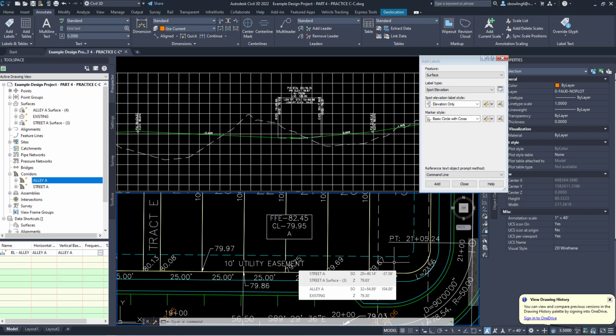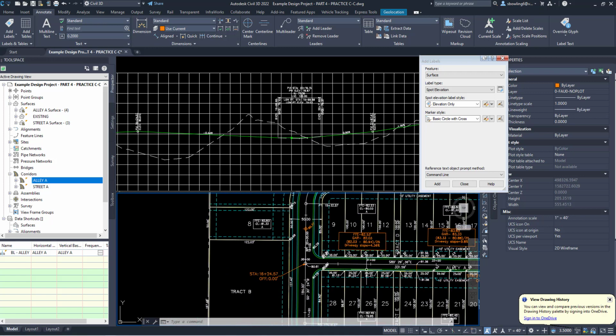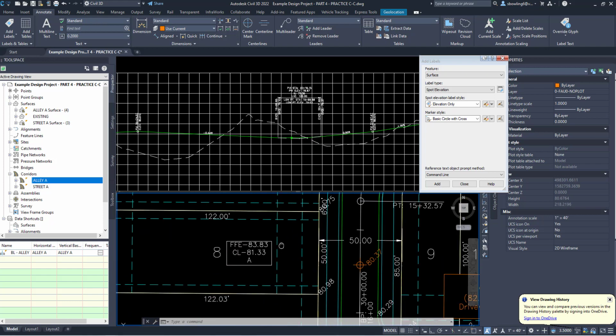82.45 minus 0.5 minus 79.67, divided by 25. That's 9.12% slope. So that's less than 10, so that's fine, okay? Now let's take a look over here.